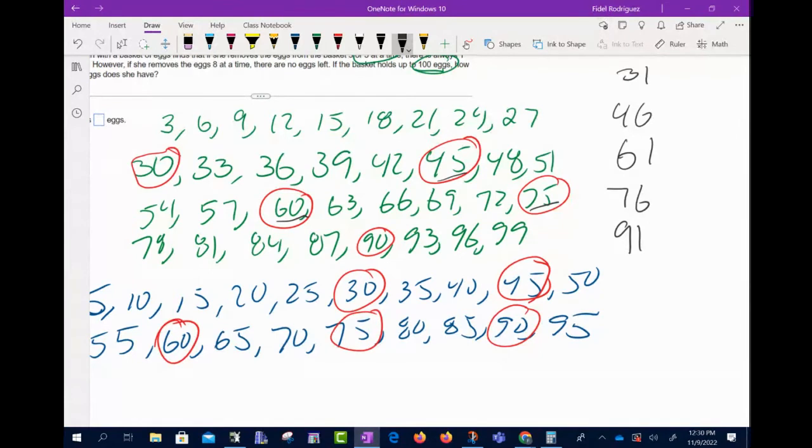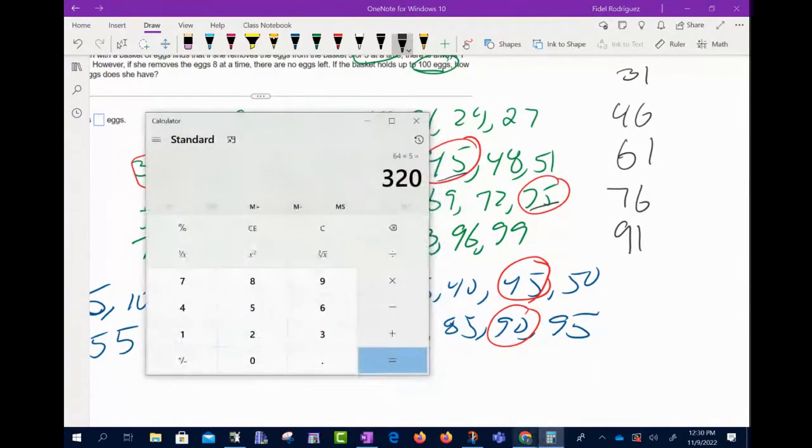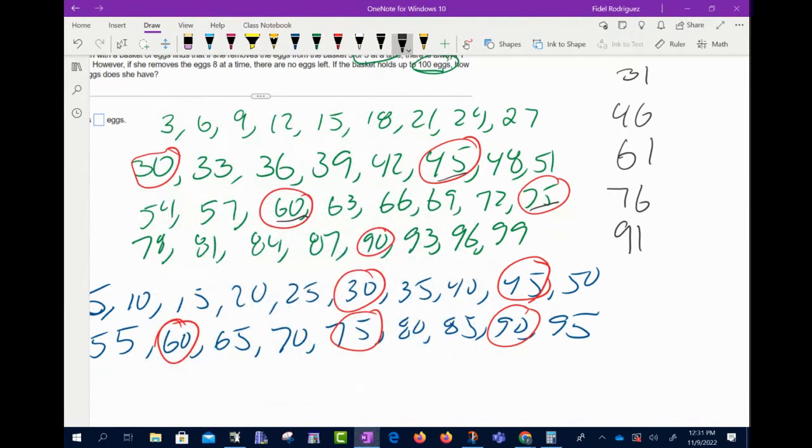divisible by 8. So what I would do now is I'd say, look, 36, can I divide it by 8 nice and neat? No. Okay, 46, can I divide that by 8 nice and neat? No. 61, can I divide that by 8 nice and neat? No. What about 76? Can I divide that by 8 nice and neat? No. 91, can I divide that by 8 nice and neat? No. Okay, am I missing something here?